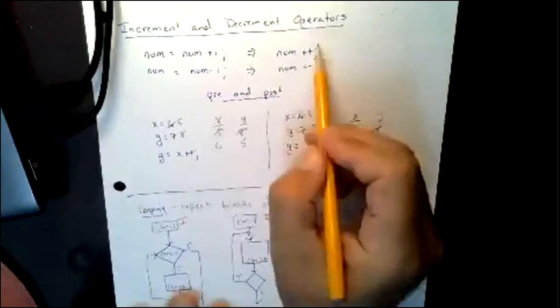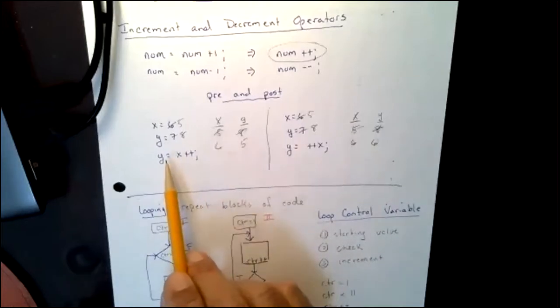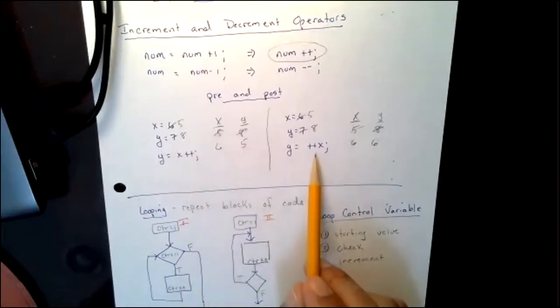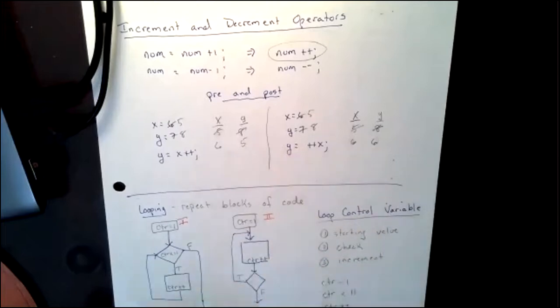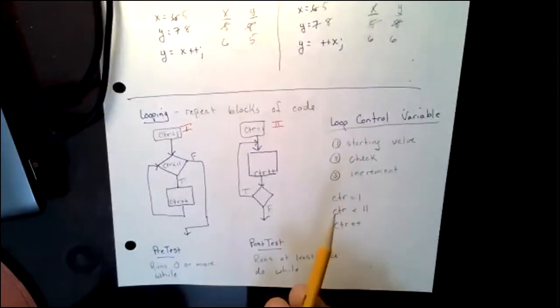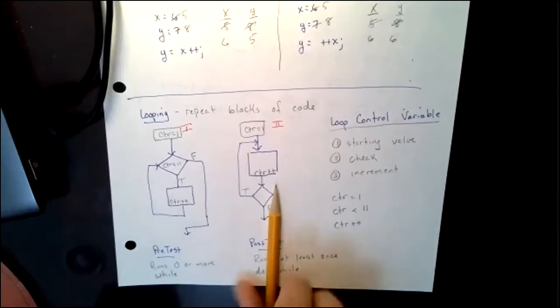Okay, so I see. Y is set to the 5 of x, and then x gets incremented. Whereas with the other one, x is incremented and then assigned to y, as opposed to the assignment happening first and then incrementing. Right. Okay, now I understand.